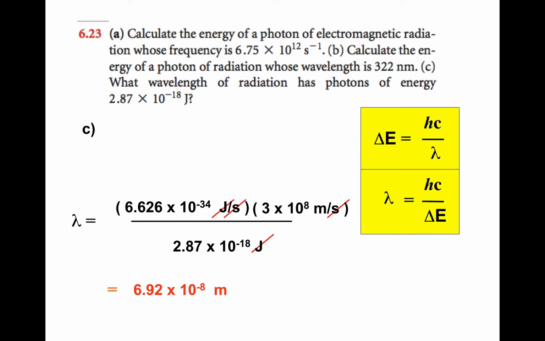So this is a ridiculous fraction of a meter, so better to put it into nanometers. So for every 1 meter, you've got 10 to the 9 nanometers, so multiply by 10 to the 9. We have 69.2 nanometers.